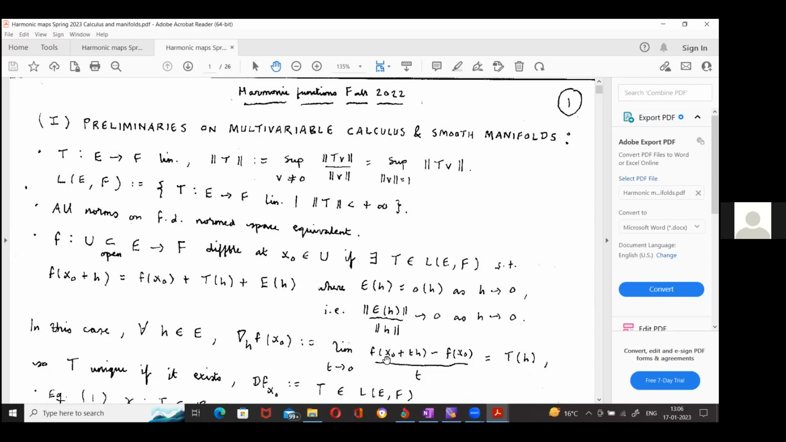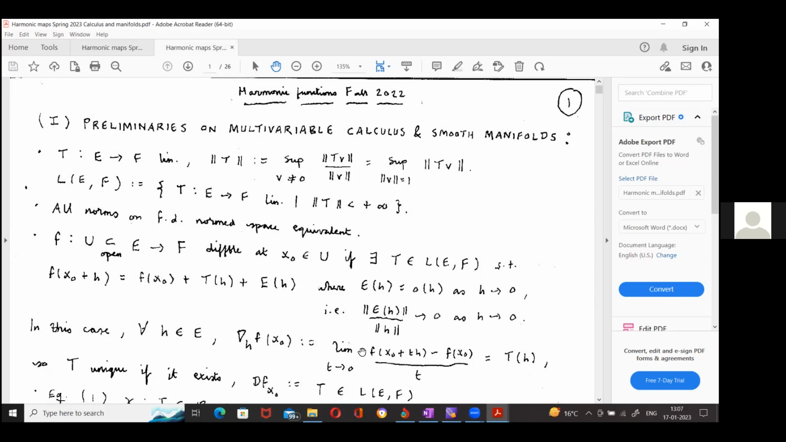That means I look at the line passing through x naught in the direction of the vector h. That means points of the form x naught plus th. Okay. And I restrict f to this line, right? So restricted to this line, f becomes a function of a single real variable t, and so I can differentiate f with respect to t. So then it makes sense to look at this difference quotient, f of x naught plus th minus f of x naught divided by t. This is the derivative of f in the direction of h.